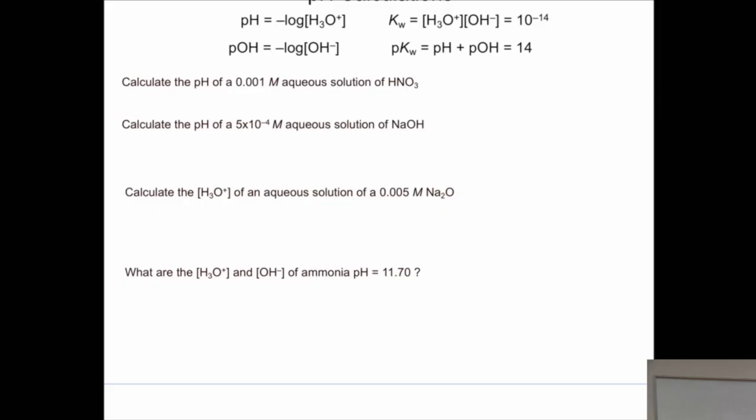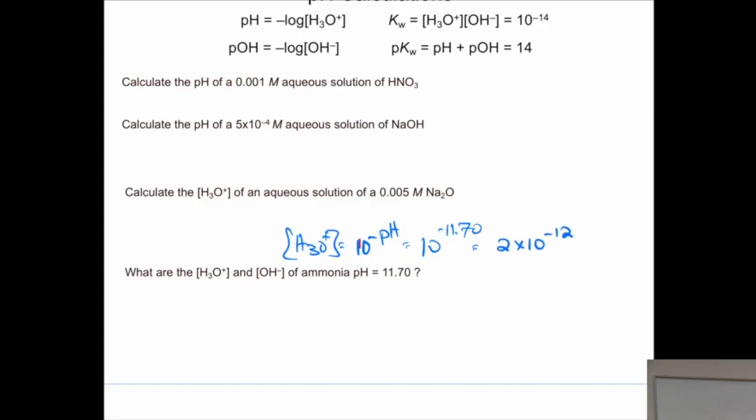So you're given the pH. So we know how to get the hydronium ion concentration directly by just taking the antilog of that, right? 10 to the minus pH is going to be equal to the hydronium ion concentration. So that's going to be 10 to the negative 11.7. What does that equal? 2 times 10 to the negative 12.